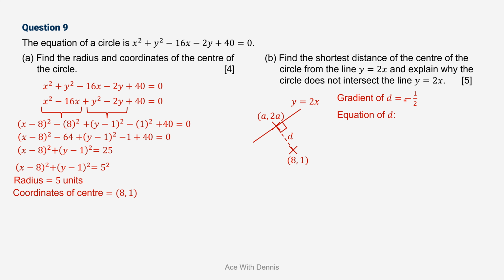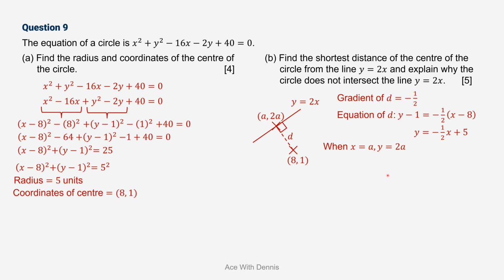So from here, we already know the gradient of the line D, and we know the coordinates of this point. Then we can form the equation of the line D, which is y minus 1 equals negative half (x minus 8). Make y the subject, we have y equals negative half x plus 5. So this is the equation of the line D.